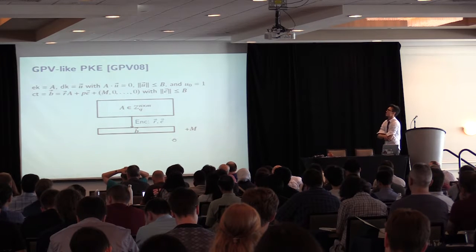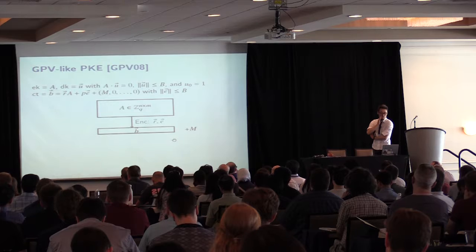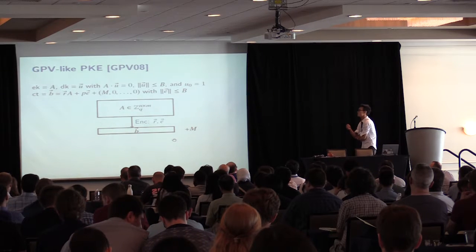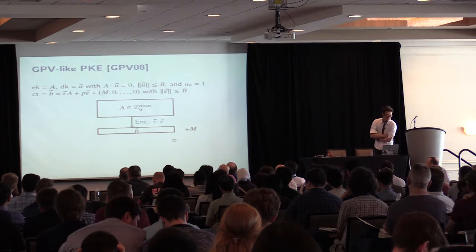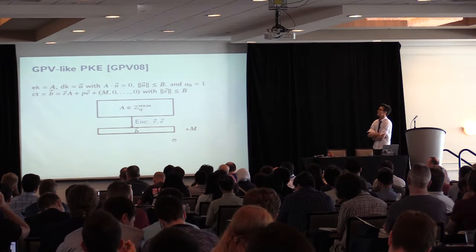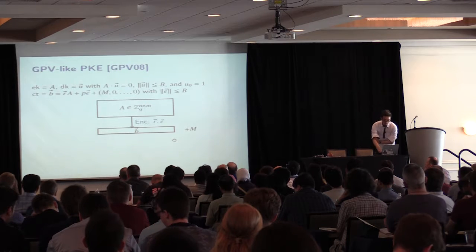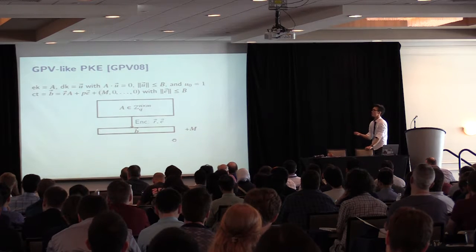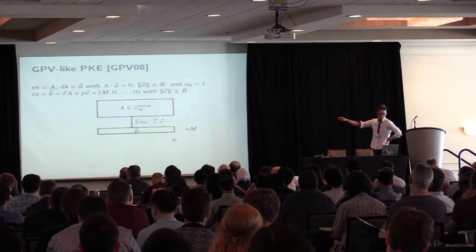This is the GPV-style public key encryption. The encryption key is matrix A, and the decryption key is U such that A times U is zero, and the norm of U is short. Most interestingly, I set U zero, the first element of U, to be 1. The ciphertext is vector B, constructed as R times A plus P times E plus a message. We also assume that the error vector P times E plus M is short. It is easy to show that this scheme is IND-CPA secure, assuming the LWE function is hard, so we cannot distinguish B from uniform.